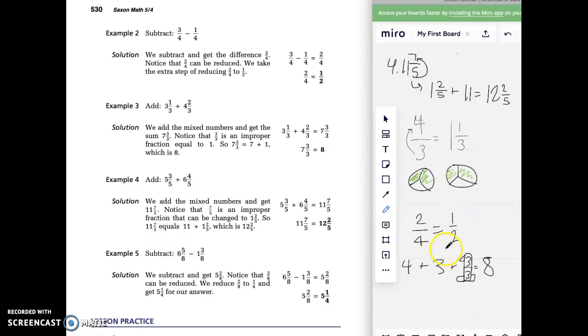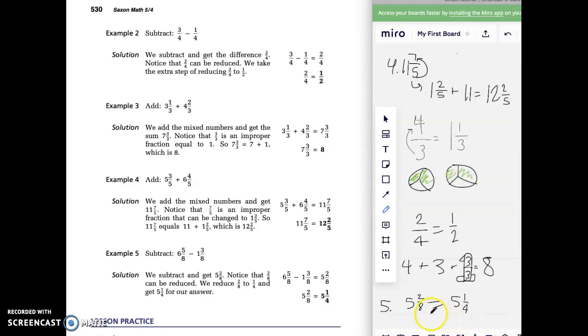And example 5, running out of space. We're going to go all the way down at the bottom now. So subtract 6 and 5/8 minus 1 and 3/8. So we have the same denominator. Let's subtract our numerators. 5 minus 3 is 2. So we have 2/8. So then we have 6 minus 1 is 5. So we're going to do 5 and 2/8. Well, 2/8 reduces to 1/4. So we're going to say 5 and 1/4.